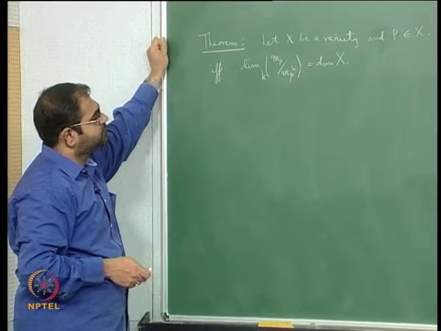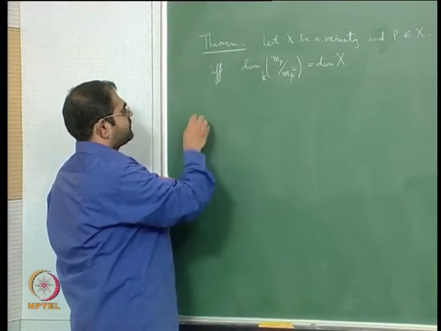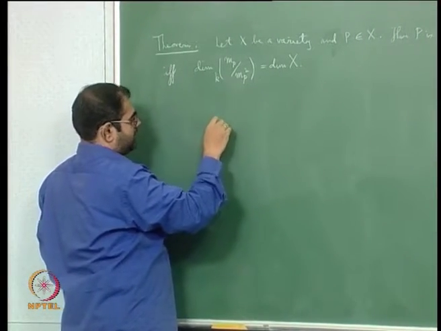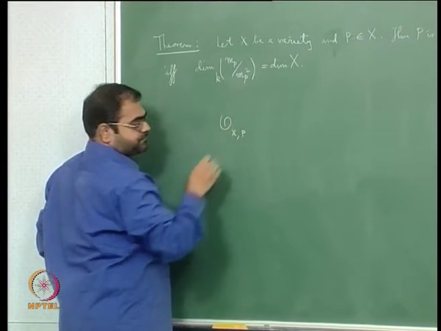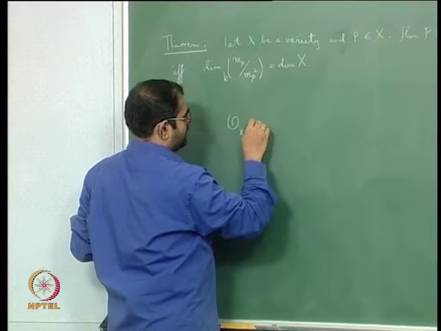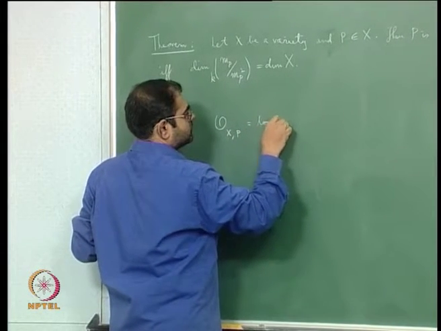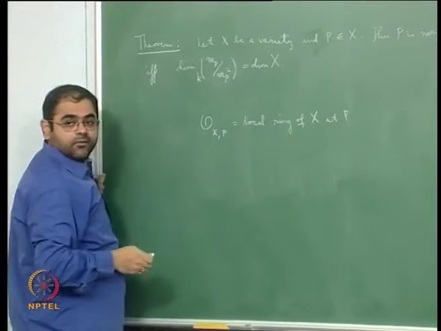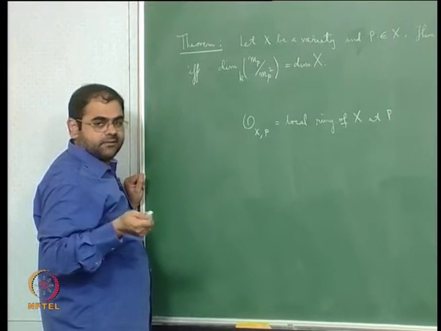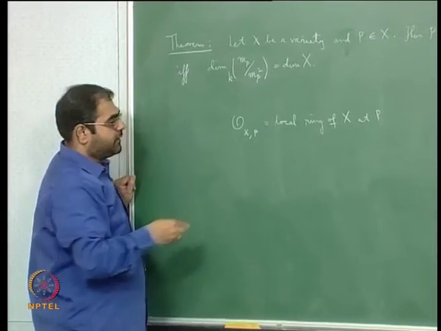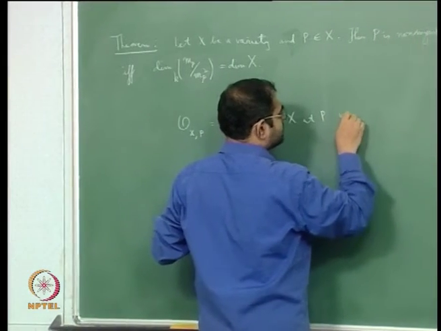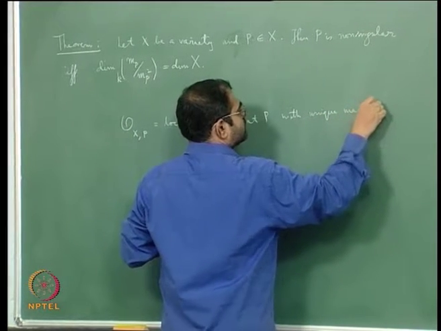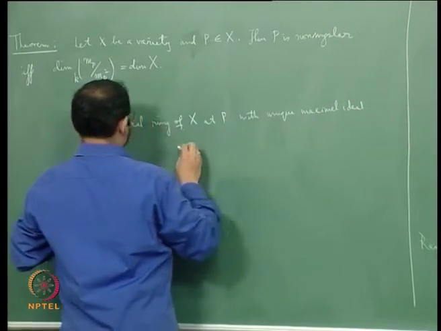So what I want to tell you about this is, you see, you have the local ring OXP, the local ring of X at the point P. Okay, and it's a local ring, so it has a unique maximal ideal, and that maximal ideal is given by this MP. So this is a local ring with unique maximal ideal MP.